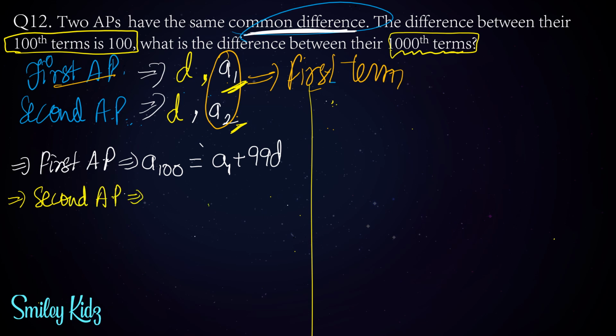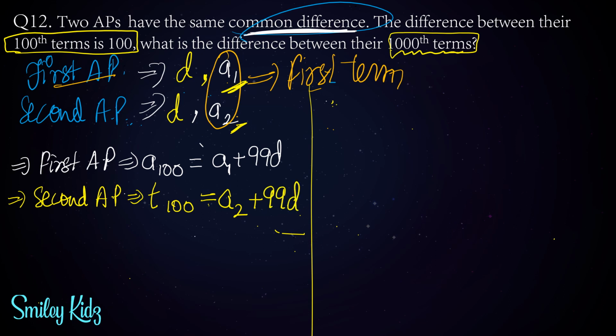For the second AP, I'm again going to find out the 100th term, but here instead of A, I'm going to take some other letter, let's suppose T. For the second AP, I'm considering the 100th term as T100. So T100 is equal to, since I've already assumed A2 as the first term of the second AP, A2 plus 99D. I hope this is clear to everyone.